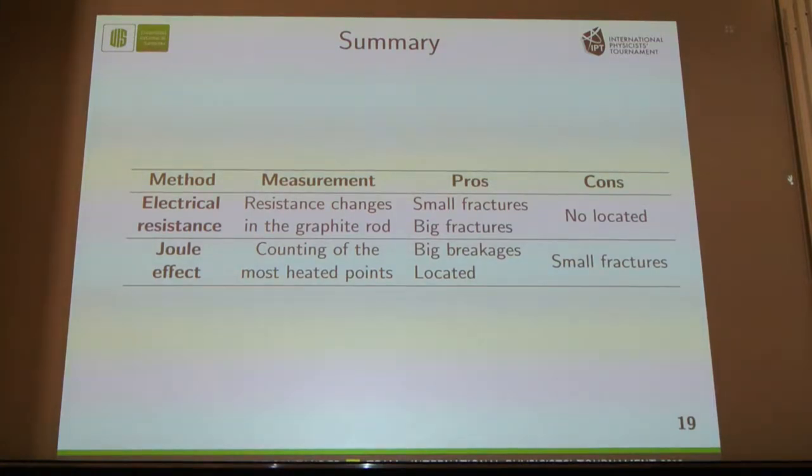We propose two methods, the electrical resistance and the yield effect, and both have pros and cons. The first can measure small and big fractures, but the second can locate them. And the second one can also measure the small fractures, but that is solved with the first method.